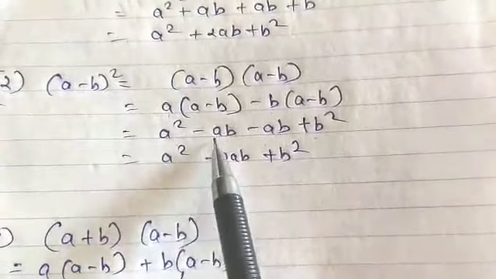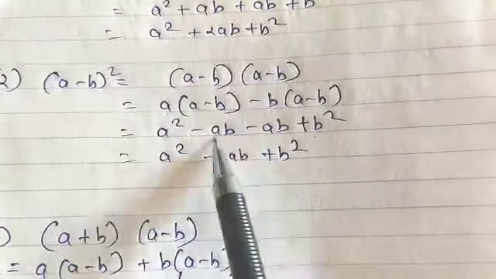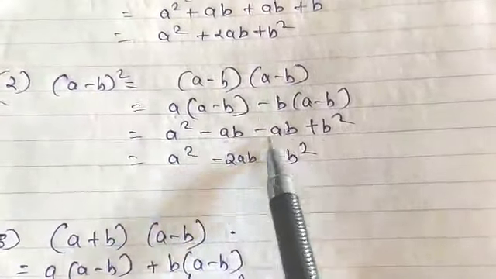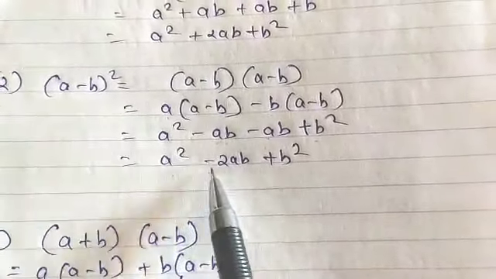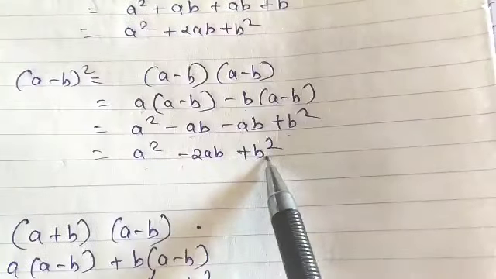Now a square as it is, minus ab minus ab, that is minus 2ab, and sign will be negative, and plus b square as it is. This is how you got this value, a square minus 2ab plus b square.